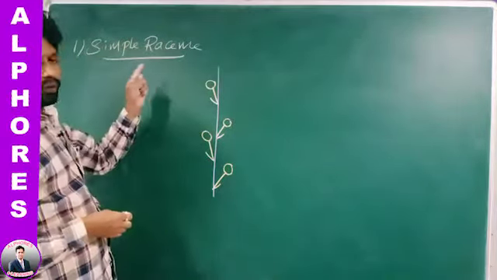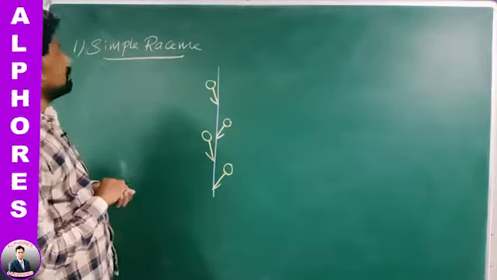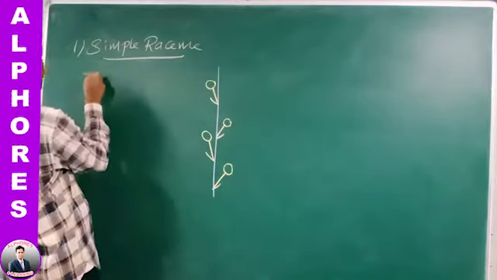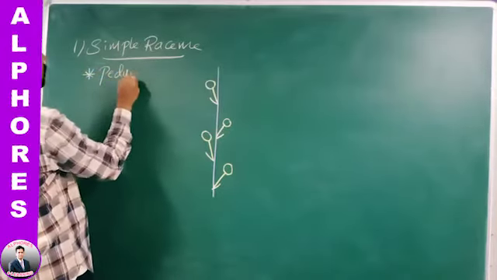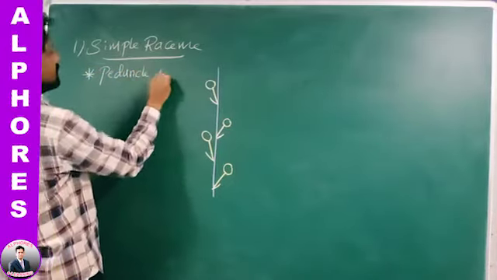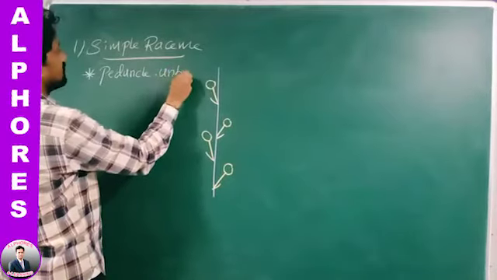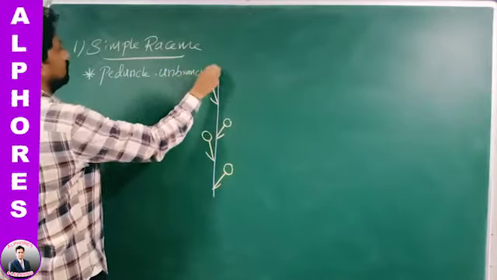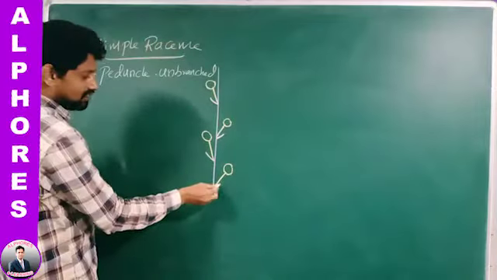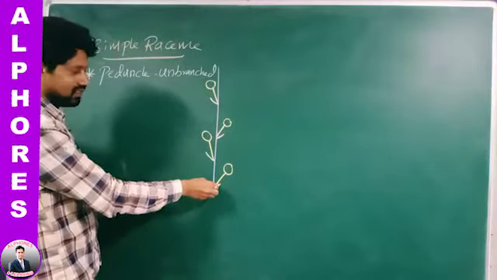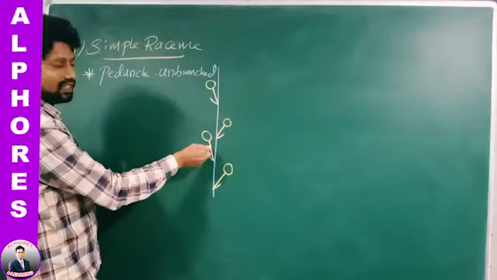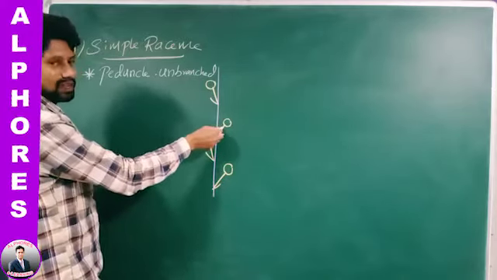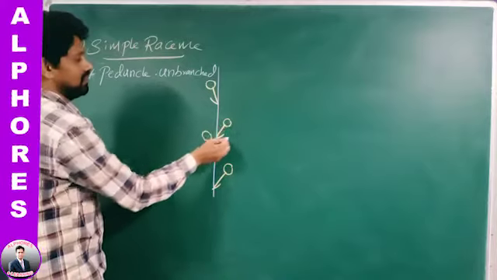Therefore, how are we going to write the statements? Sir, in simple raceme the peduncle is unbranched. Sir, these flowers are bracteate flowers. They are with pedicel, pedicellate flowers. Bract is present, pedicel is present. Therefore, these are bracteate pedicellate flowers.